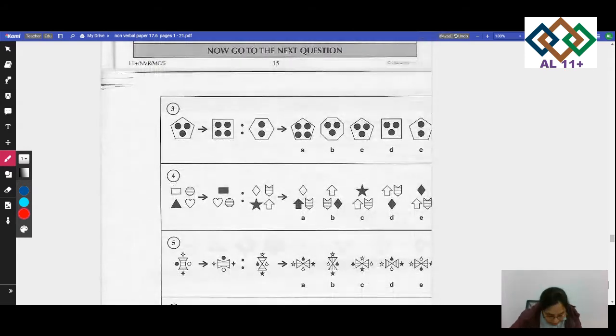Number 3 now. In number 3, what's happening? The black and white shape loses a side and the number of black circles increases by 1. So the black circle is increased by 1. So that's why your answer is A, because it's 2. You know that you need 3. So in this, you can just cancel the ones which are not 3. So it could be between these two.